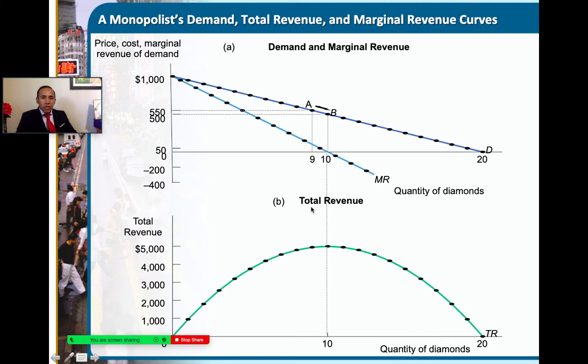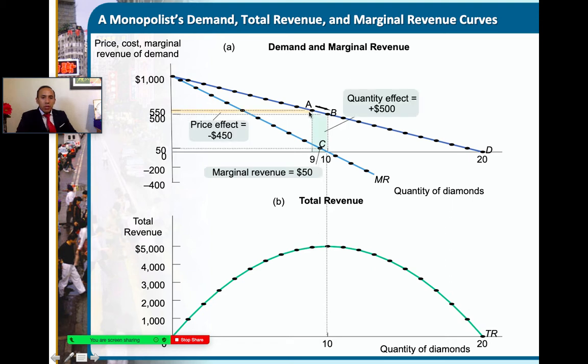So our revenue for 9 units was relatively high, at approximately $4,950. Our revenue here is relatively high, but it's not quite maximized. It's maximized at $5,000, just exactly at 10 diamonds. At 9 diamonds, at a price of $550 times 9, we have approximately revenue of $4,950.